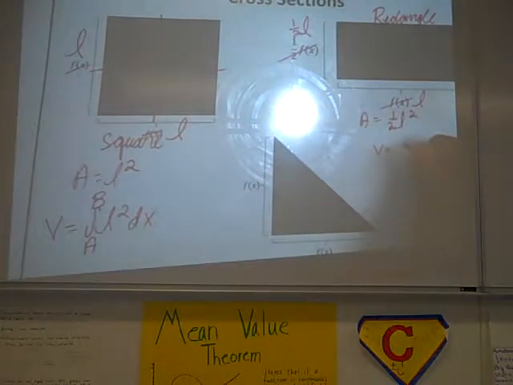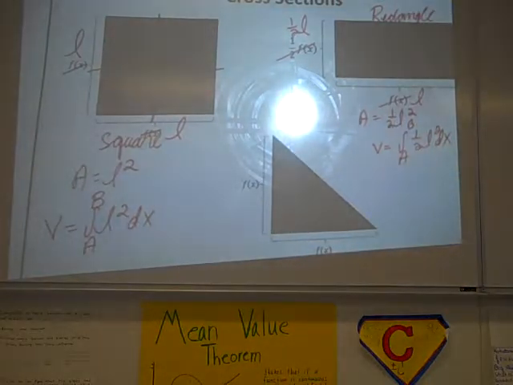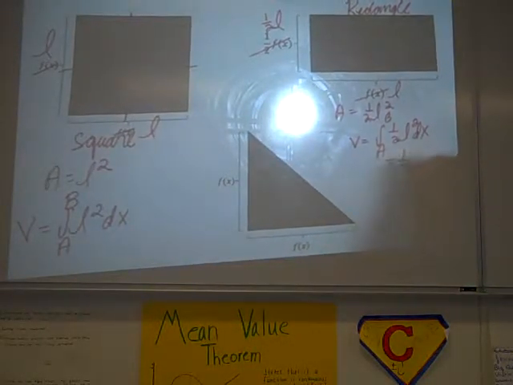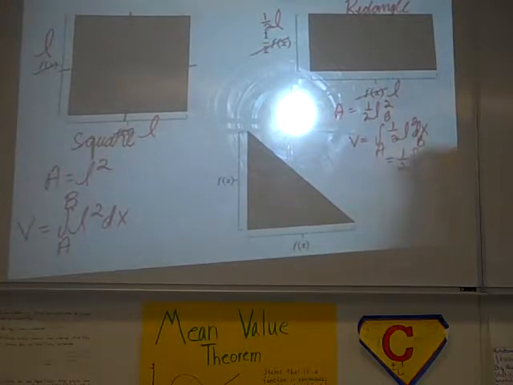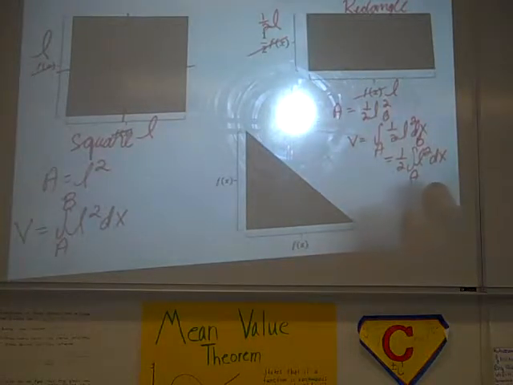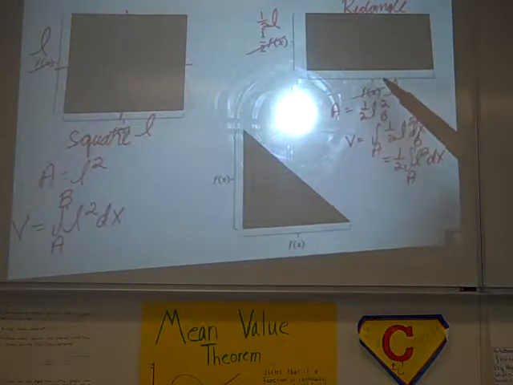And so the volume is going to be the integral from A to B, 1/2 L squared. We'll integrate with respect to X. Because that 1/2 is a constant, I can factor it out, and I have 1/2 the integral from A to B, L squared dx. That's the volume relationship I would use if the rectangle had a height that was 1/2 the length of the base.